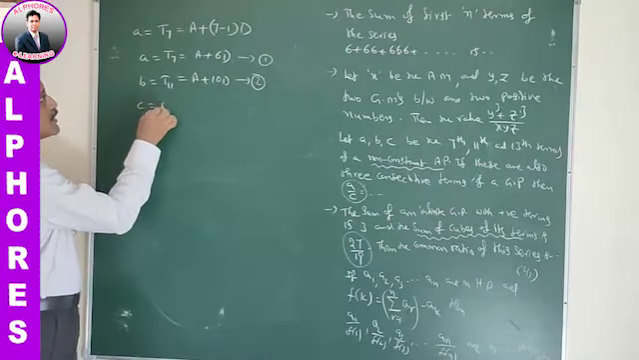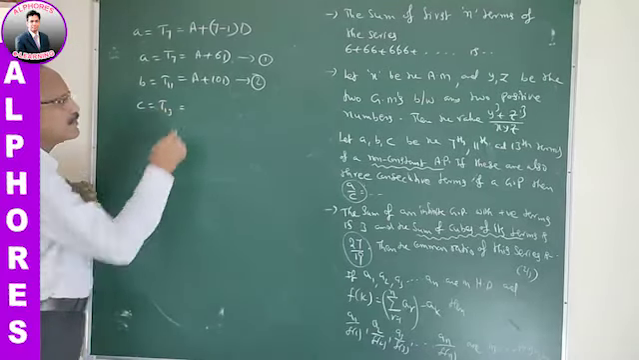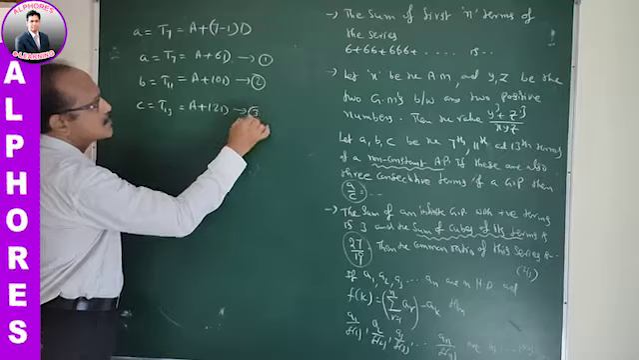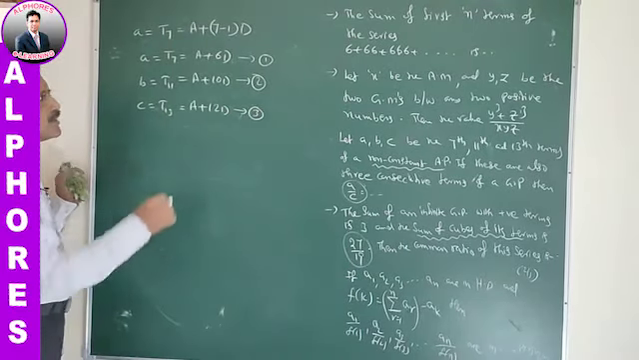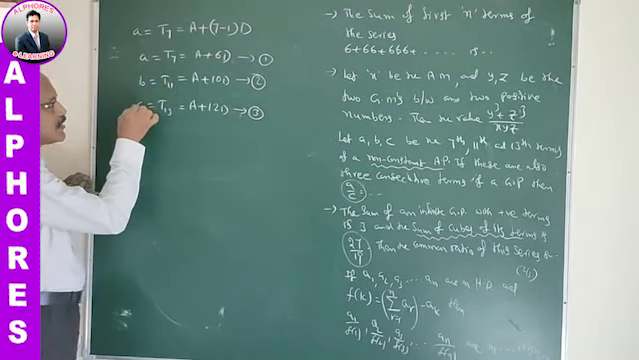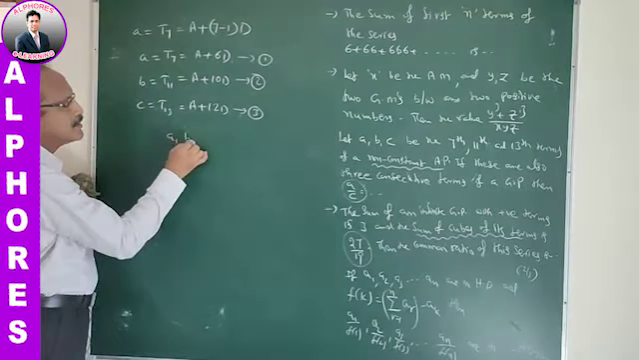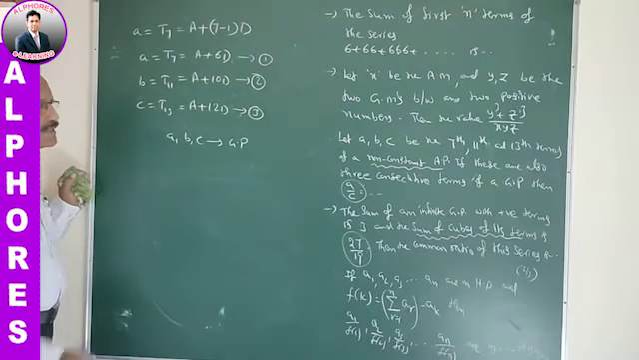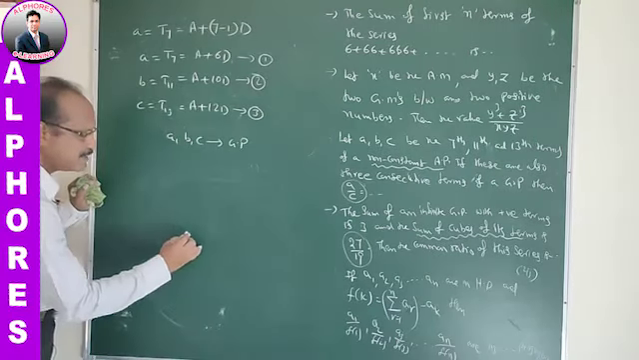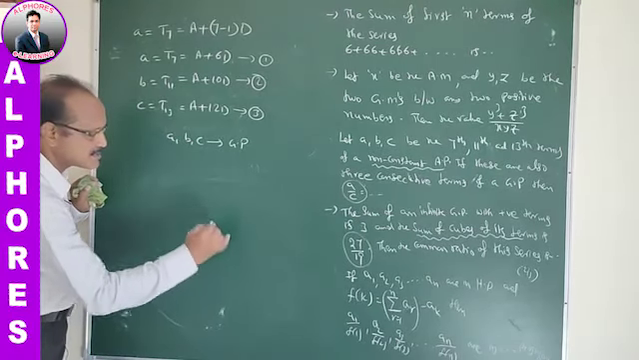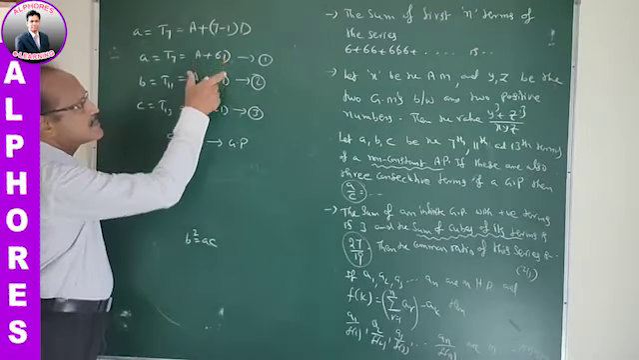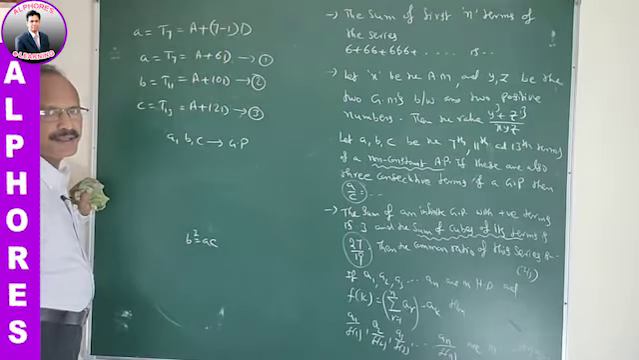C is the 13th term of the same AP. Then the 13th term is A plus 12D. That is the third equation. You are given that A, B, C are also in GP. A, B, C are in GP means the concept B square equal to AC. Here this is a, this is b, this is c.